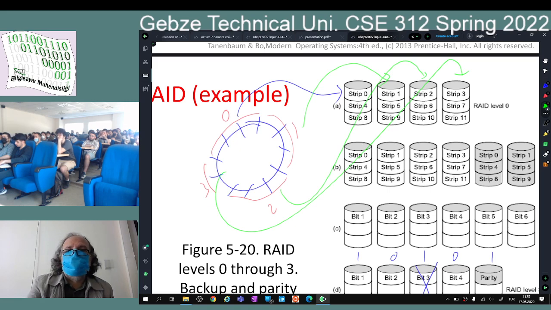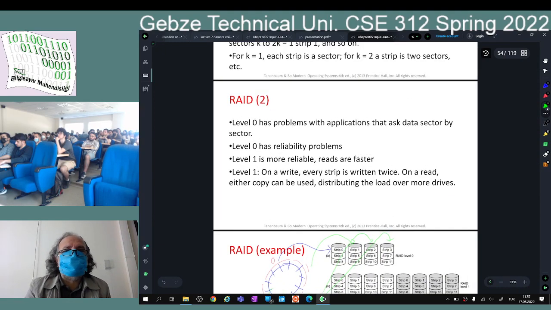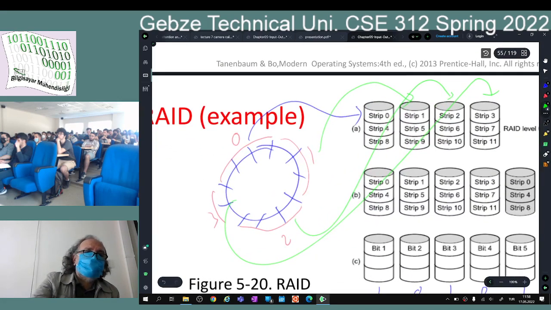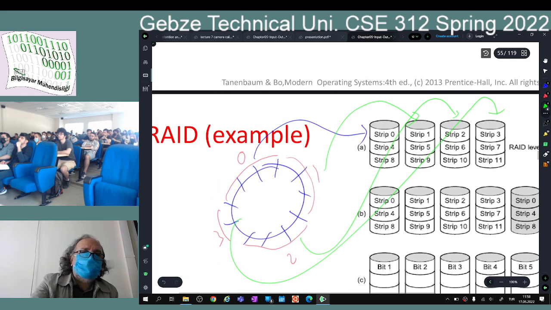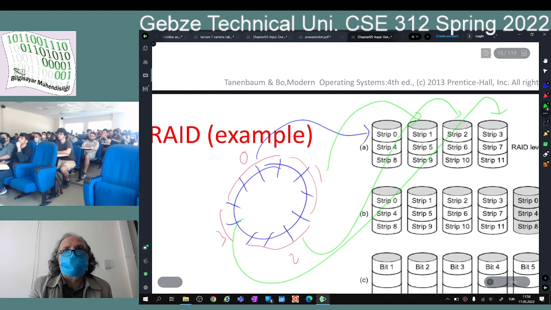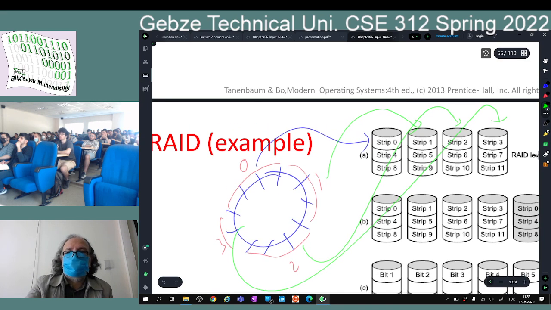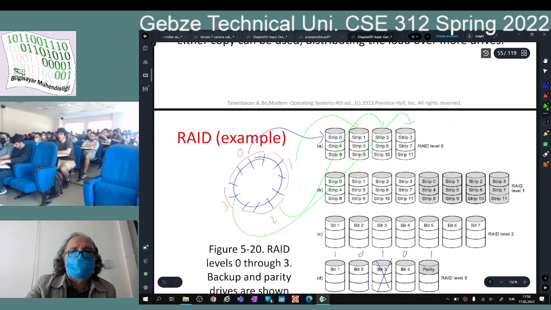Good. So this is level 0, and level 0 has problems with applications that read data sector by sector. When you say, give me sector number 0, here it is. Then 1, then 2, then 3, then 4, then 5. There is nothing parallel in this. You keep reading this one first, then this one next, then this one, then that one, then come back. So parallelization is an issue with level 0.